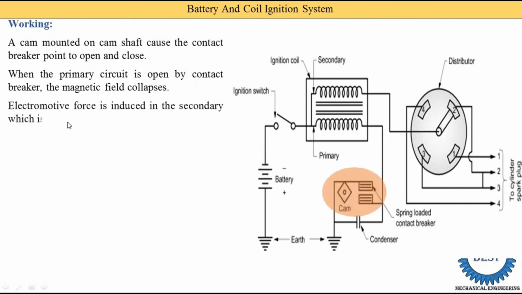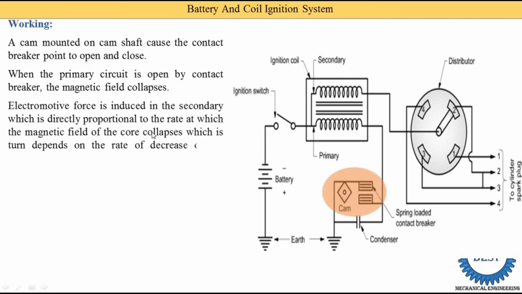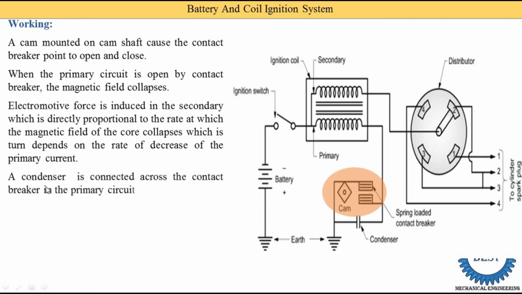So electromotive force is induced in the secondary when these contact points are open. So we understand the point of when the contact breaker is open. The electromotive force induced in the secondary winding is directly proportional to the rate at which the magnetic field of the core collapses, which in turn depends on the rate of decrease of the primary current. A condenser is connected across the contact breaker in the primary circuit.